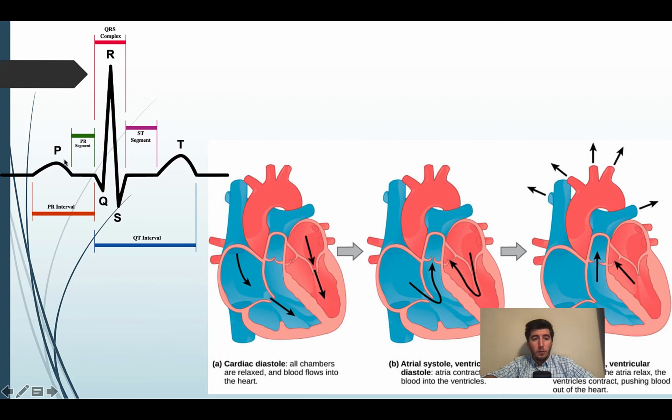P wave is what? It's atrial depolarization. So we're over here at B. QRS complex is what we're over here at C. And then that T wave, we're all the way back here, and we're back at this A figure again. Does that make sense? Good.